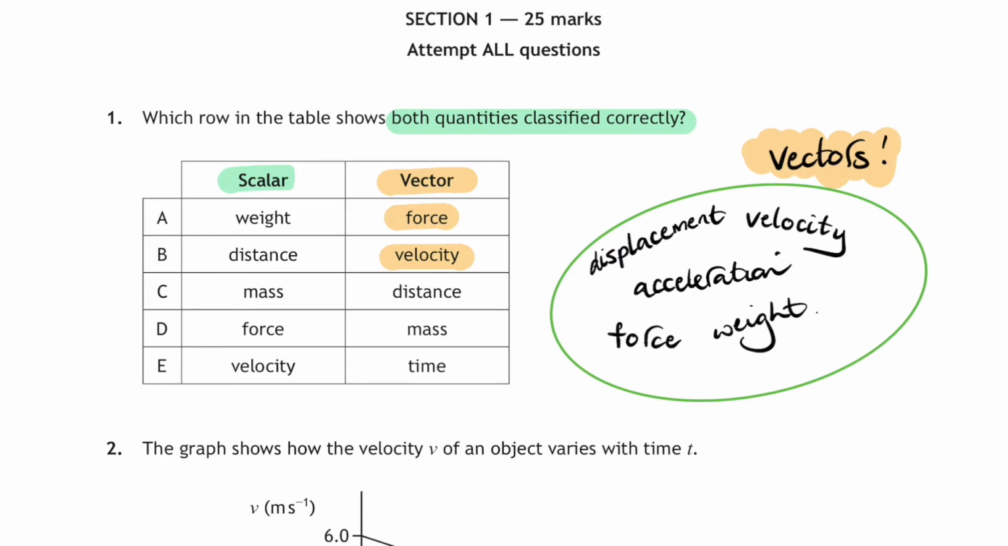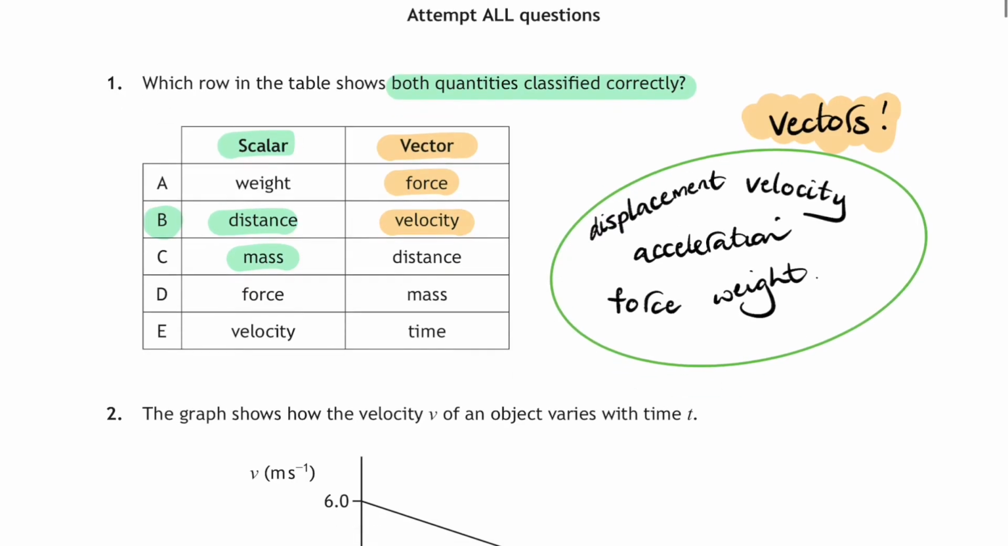And if we look at the scalars column, then weight, force and velocity are vectors, so they are not correctly classified, so it's only distance and mass there that are correct. So the only row that's correct is row B. So question 1, answer B.